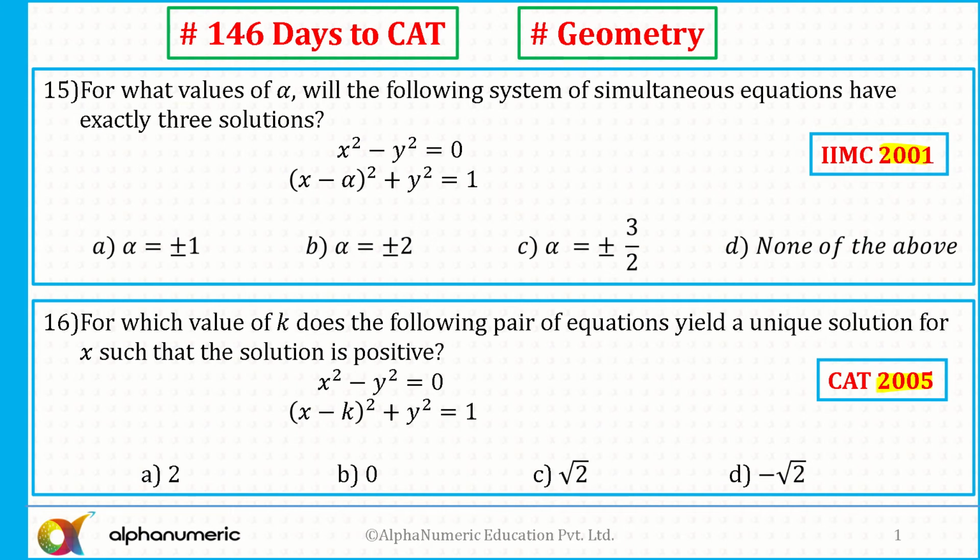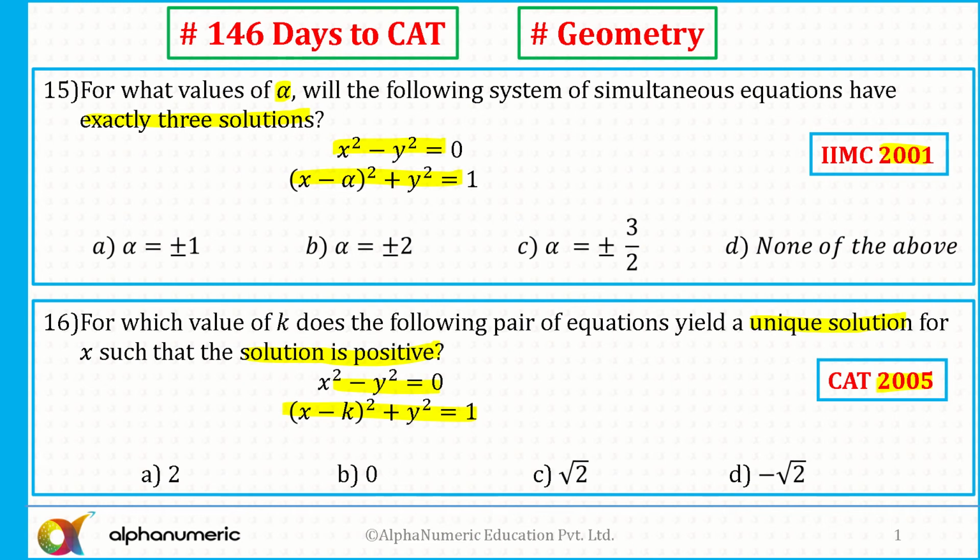Okay, now the first question says, for what values of alpha will the following system of simultaneous equations have exactly three solutions? So here we need exactly three solutions. And in the second question, we need a unique solution for x such that the solution is positive. In both cases you can easily observe that the equations are the same. In one case we need to find the values of alpha for exactly three solutions. In the second we need a unique solution and that solution has to be positive.